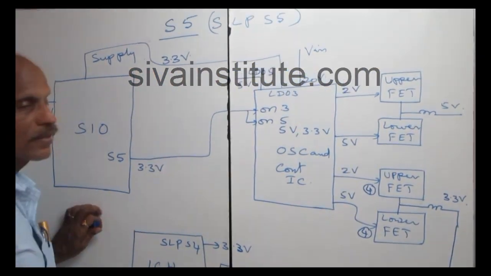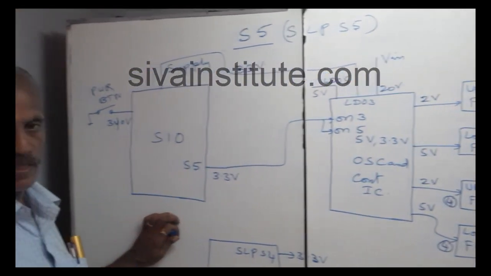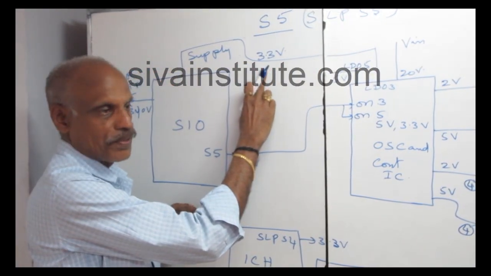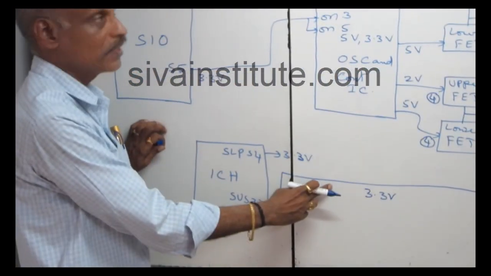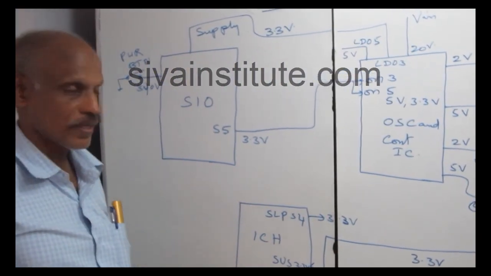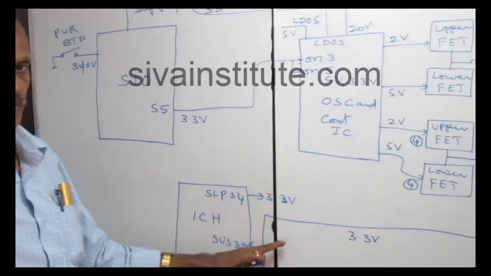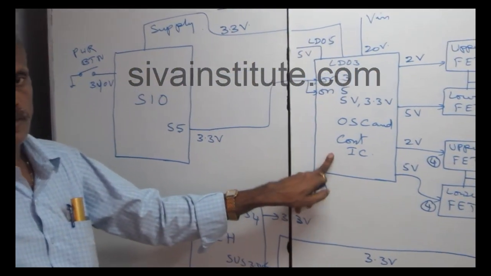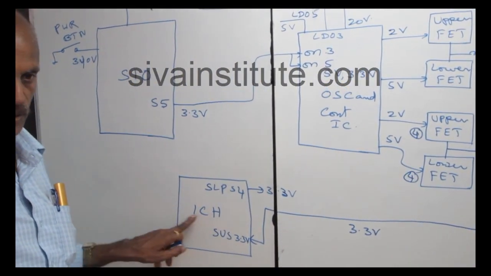Now, S5 means 3.3 volts before pressing the power button, and 3.3 volts after pressing. This voltage comes out from this IC. This is before pressing the power button. After pressing the power button, this voltage will release. This is the S5 command. In any laptop motherboard, 3.3 volts will release. Before pressing the power button, 3.3 volts, and after pressing the power button, 3.3 volts. Before pressing the power button, that voltage comes out from the oscillator IC. After pressing the power button, 3.3 volts goes to ICH suspend 3.3 volts.